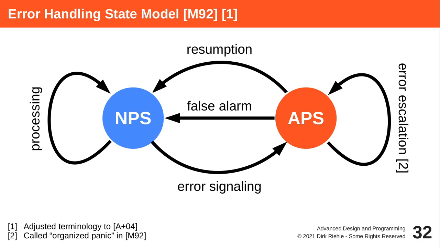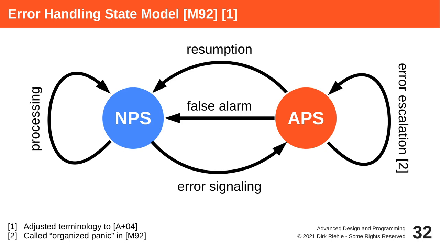So here you can see a state model of what's happening in error detection and so forth. First of all, you are in NPS, the normal processing state on the left, and you're processing, you're calling methods and everything's fine. Then you detect an error. And then you signal the error, and thereby you switch over into the abnormal processing state.